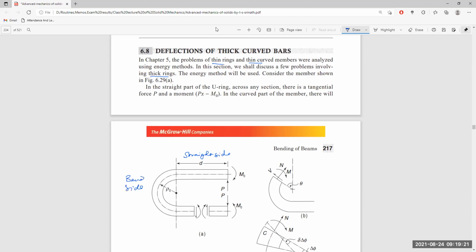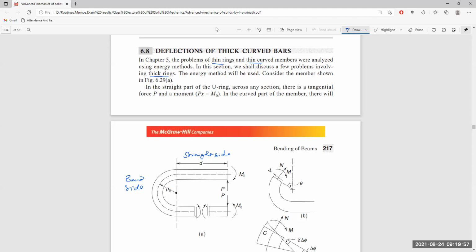Now, in the straight part of the ring, across any section, there is a tangential force P. Here we are taking a section. It is a tangential force acting upwards on the right side and downwards on the left side. So as a free body diagram, they just cancel each other if assembled, and one torque is acting anti-clockwise and the other clockwise, and they will also neutralize each other if the portions are joined.